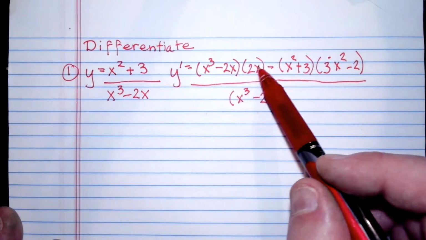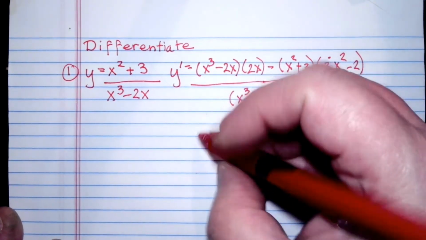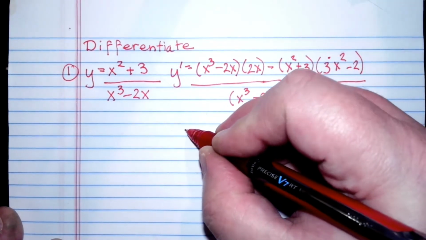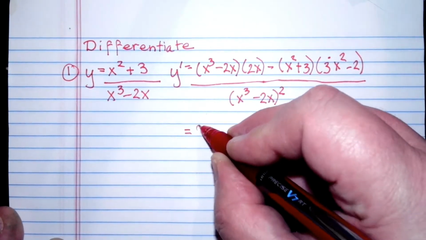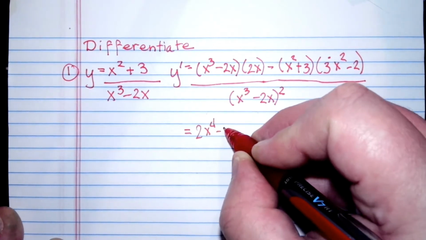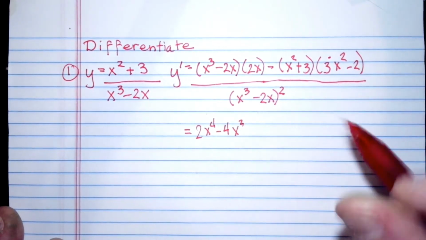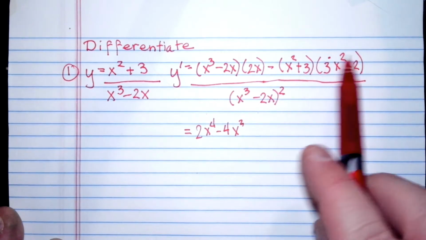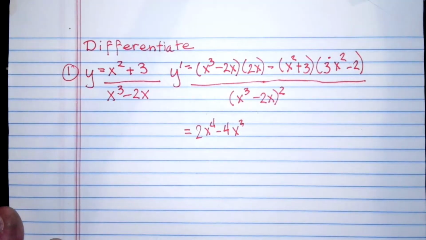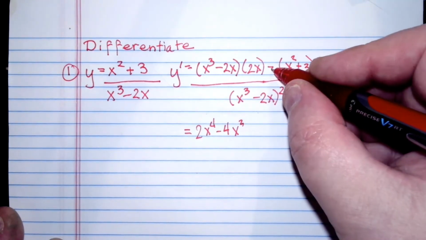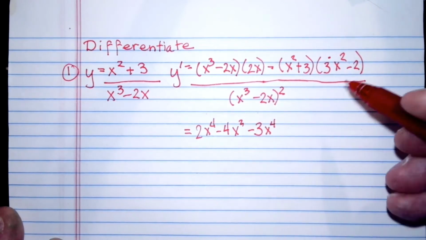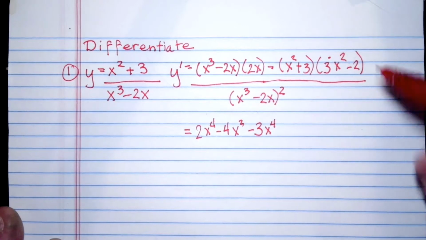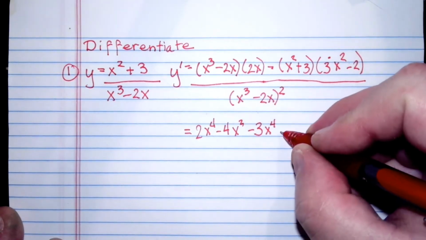Alright, so let's distribute the 2x across the x cubed minus 2x, and we're going to get x to the fourth minus 4x squared. Then we need to multiply these two expressions together. x squared times 3x squared is 3x to the fourth. We need to change the sign. x squared times minus 2 is negative 2x squared. Change the sign.